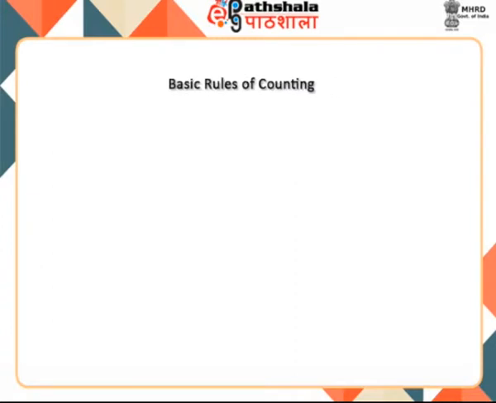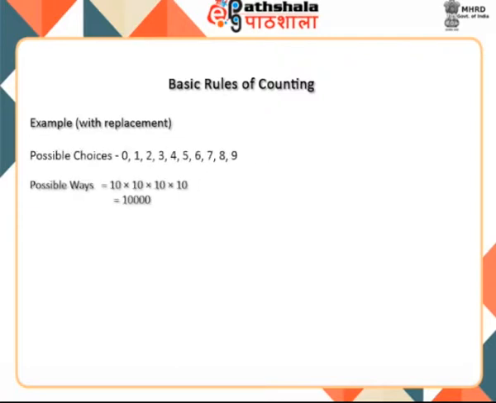Now consider an example of selecting elements with replacement. Suppose you want to choose a 4-digit PIN code for your debit card, and each digit takes a number from 0 to 9. Then the first digit has 10 possible numbers to select from, and so has the second, third, and fourth digits with replacement case. Thus, the total possible choices of a 4-digit PIN code are 10 multiplied by 10 multiplied by 10 multiplied by 10, which is equal to 10,000.